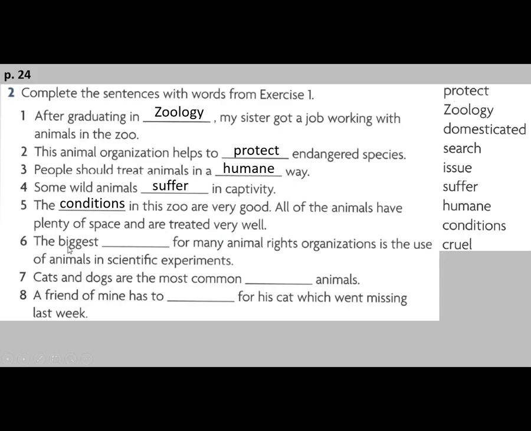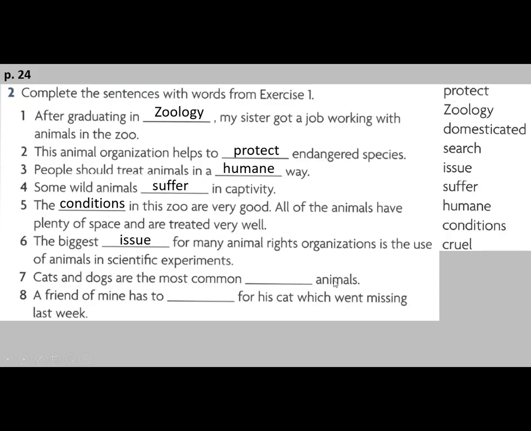Let's look at number 6, the biggest something. So this is an adjective. We need a noun. The biggest something for many animal rights organizations is the use of animals in scientific experiments. Many animal rights organizations, so there's not only one, but more than one. So probably they are discussing something. So the biggest problem, the biggest topic, the biggest subject.